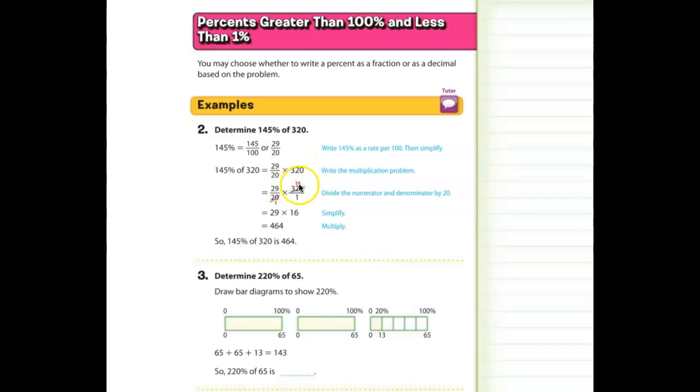Actually, what they did was they reduced it first. So they said, okay, you have 20, we have 320. We can actually divide 20 by 20 and get 1. We can divide 320 and get 16. And so they end up multiplying 29 times 16 and get 464.